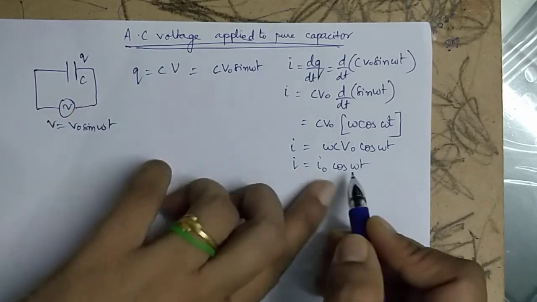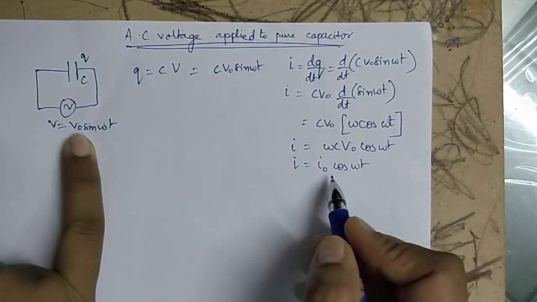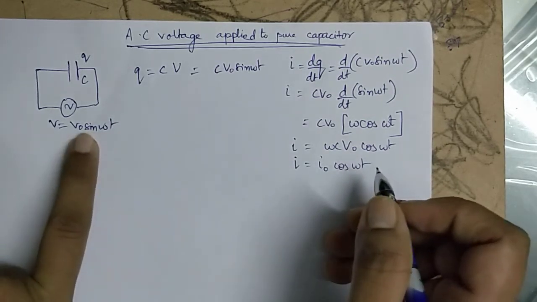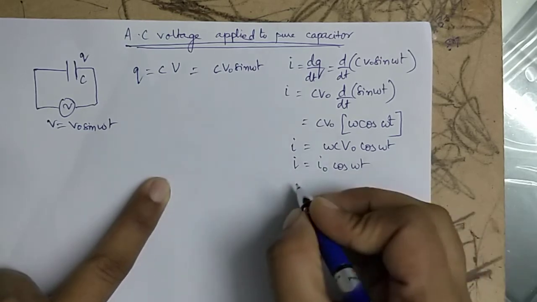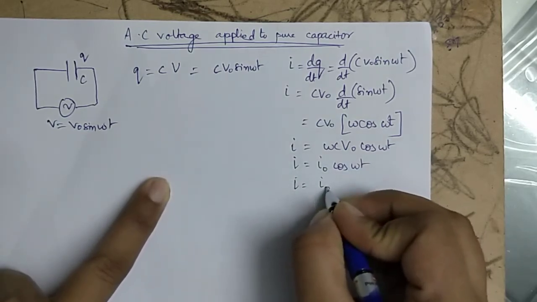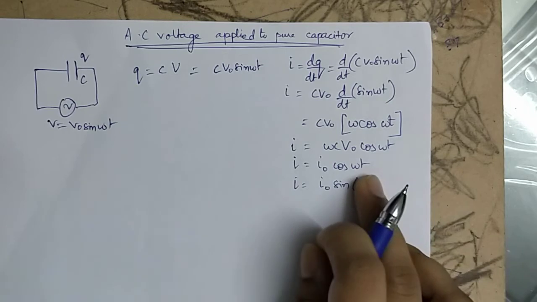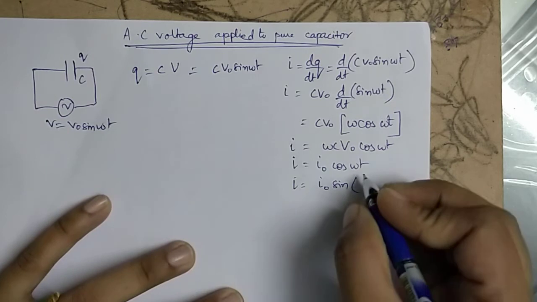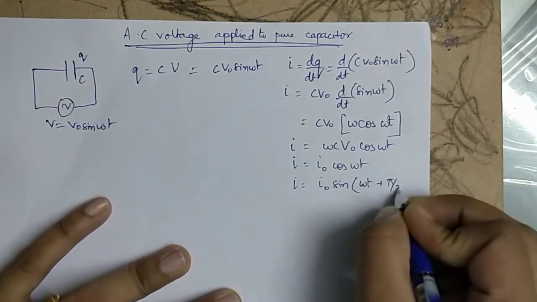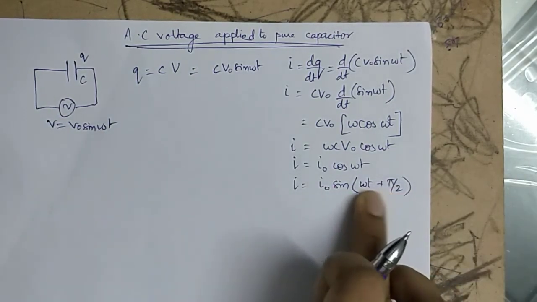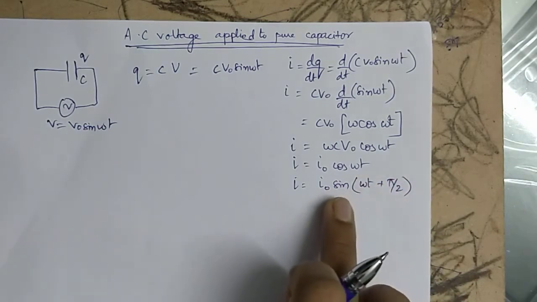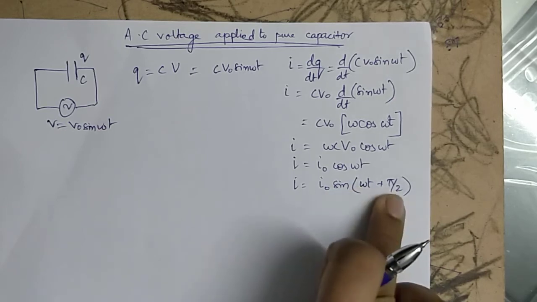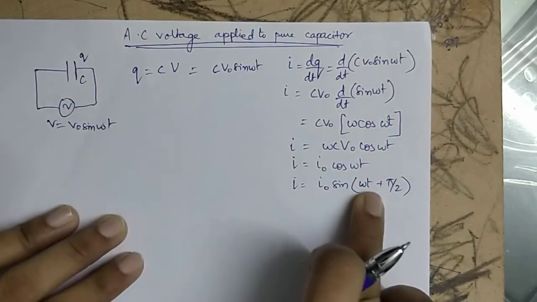Now if I see this value of voltage and this value of current, they are different trigonometric functions. To compare, I need to change either this one to cos or this one to sine. So I'll change this one to sine. This will be I naught sine of omega t plus pi by 2. Sine omega t plus pi by 2 will become cos, and because this is the second quadrant, the value of sine will remain positive. So you will get plus cos omega t, which is here. So I can replace this with sine omega t plus pi by 2.